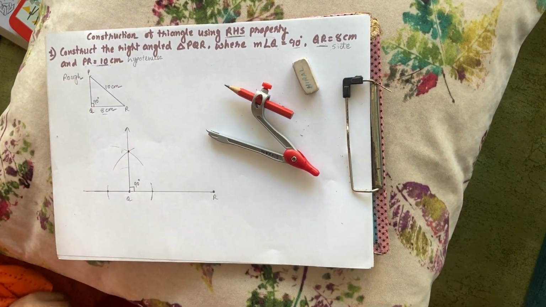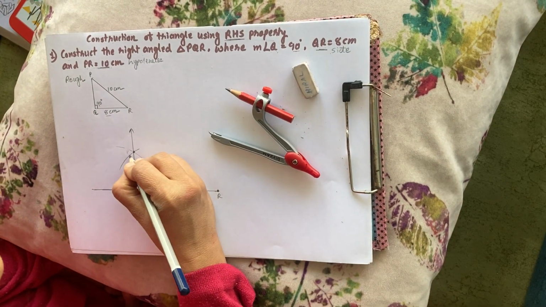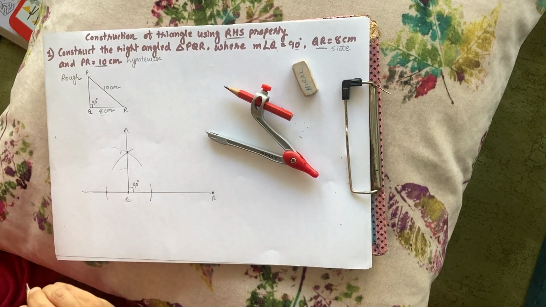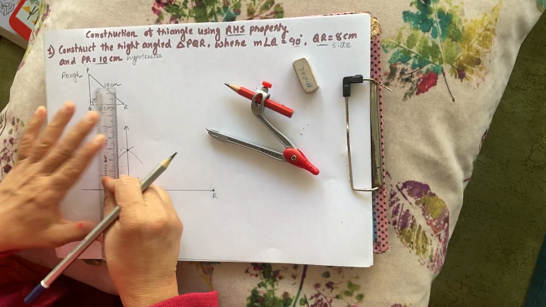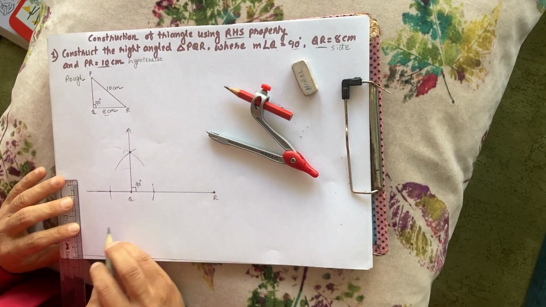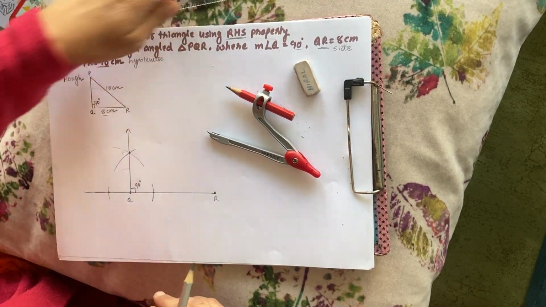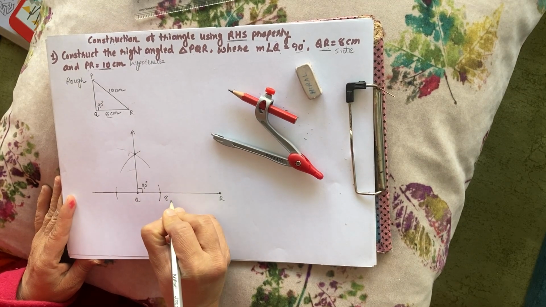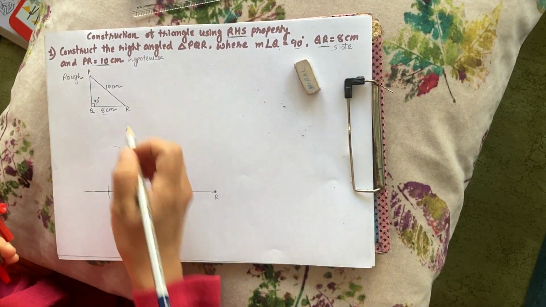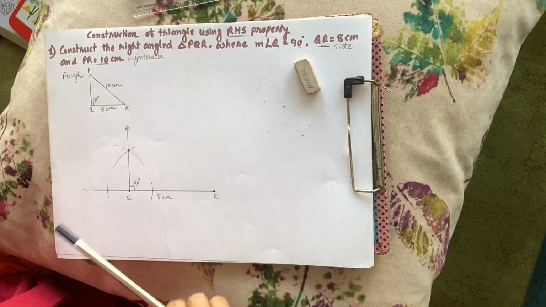This is the construction which you have studied in class 6. That is 90 degrees. Now this QR is 8 centimeters, you got it. Now PR is 10 centimeters.